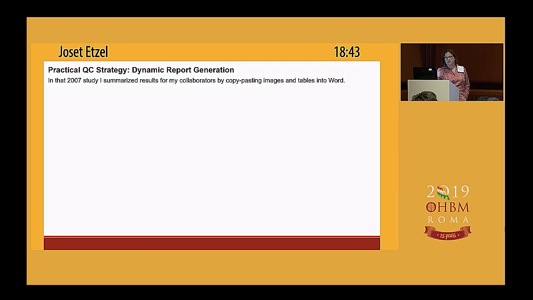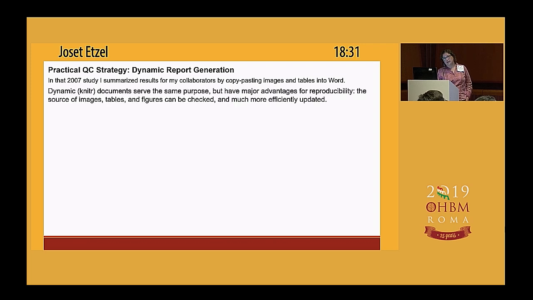So one is that in that 2007 study I was talking about, I was summarizing everything for my collaborators by copy-pasting result images into Word. I don't do that anymore. Everything now is completely in knitr, and we have most of the lab doing it. And a big advantage is that you can actually check the sources. So if somebody sends me a file and says this is the contrast I got, I'm like, did they actually pull the contrast they think they pulled? Is that the right image?